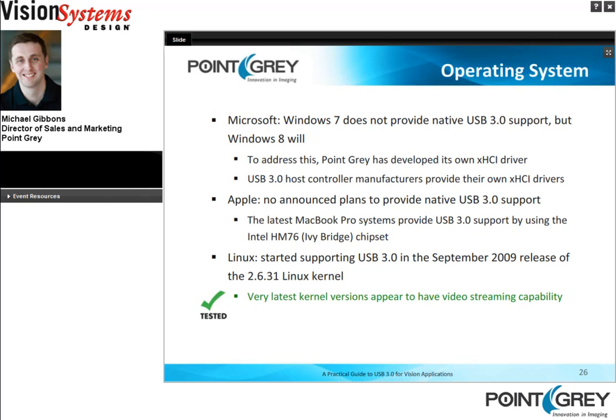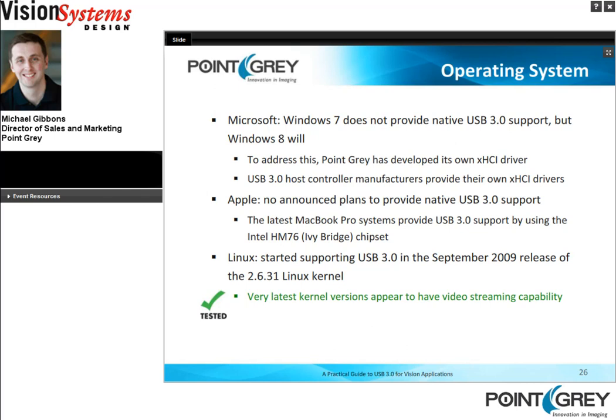So Point Grey, we've actually developed our own XHCI driver. As well, all the host controller manufacturers out there provide their own XHCI drivers. So there's really no issue at all running USB 3 under Windows 7. There's lots of driver support out there.